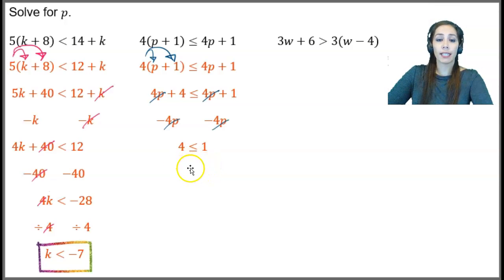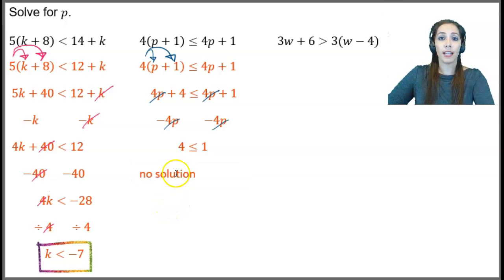When you see something like this with no variables, ask yourself, is this statement true? Is 4 less than or equal to 1? In this case, it is false. So therefore, this has no solutions. What that means is there is no number you can put in for p to make this inequality true. Now let's look at our next one here.